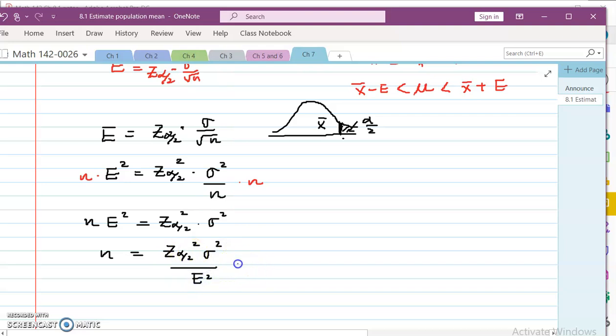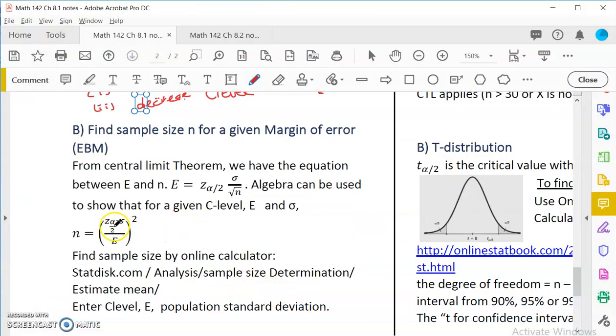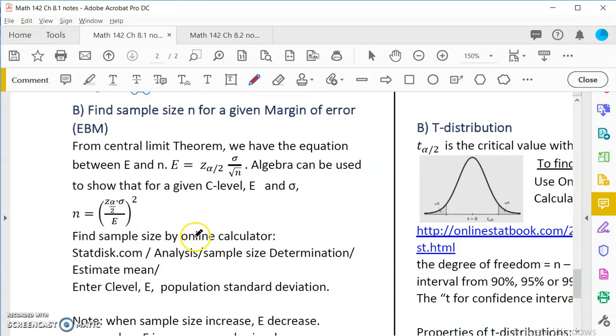Sometimes it is conveniently written as z alpha over 2 times sigma over e, all squared, because it's easier to do: just multiply these two things, divide by e, and then square it. That gives you the sample size. And we usually round up so that the error is as low as possible. So this is what we did: z alpha over 2 times sigma over e, squared.